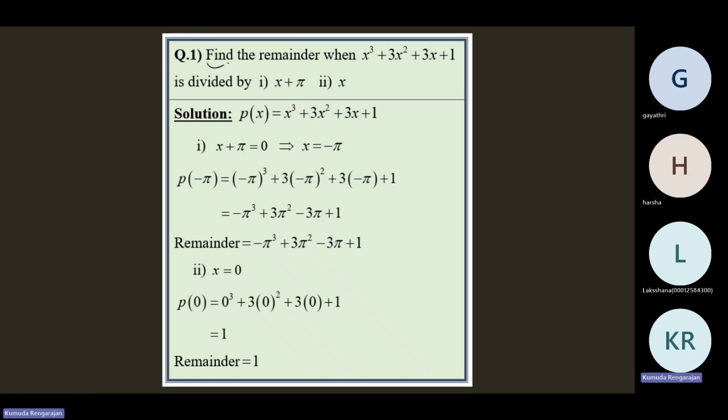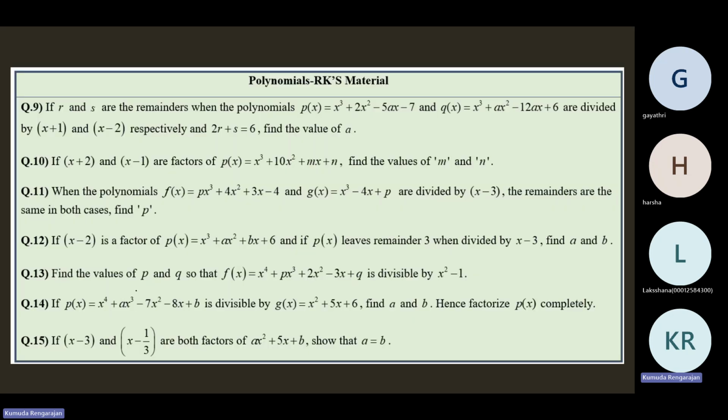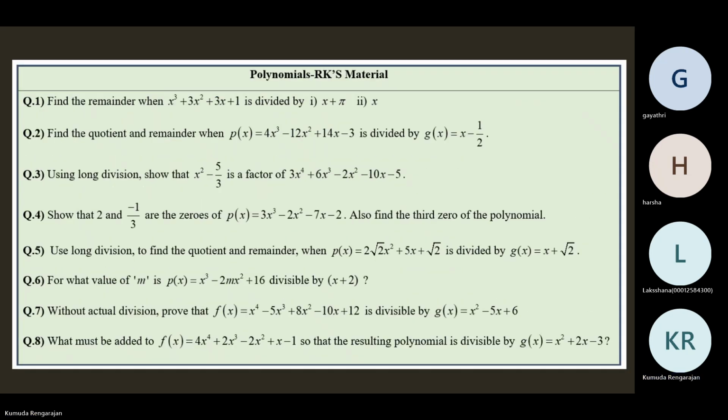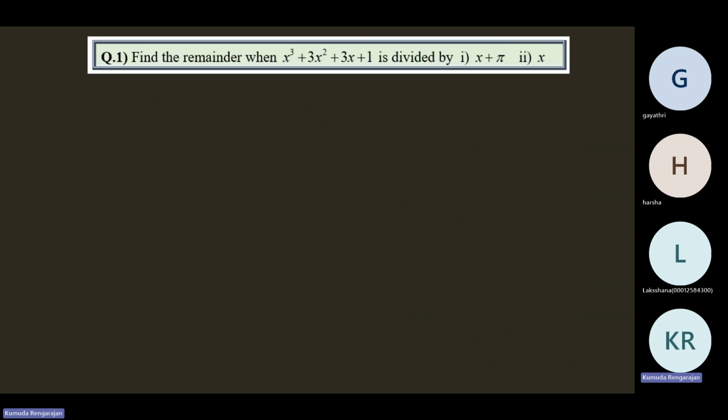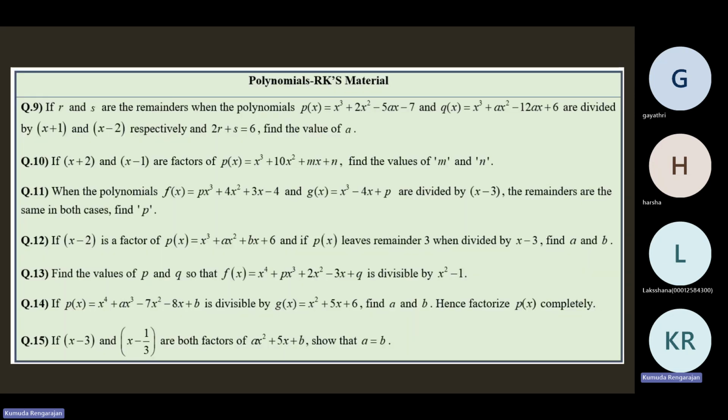So see here, find the remainder. This is revision of what we have. I'll be sharing the rest of it as homework. Now, since we have 20 minutes time, we'll just try to answer a few of these. The rest of it, I'll be sharing as an assignment with you on WhatsApp, because it's just revision of what we did in the last 2 classes.